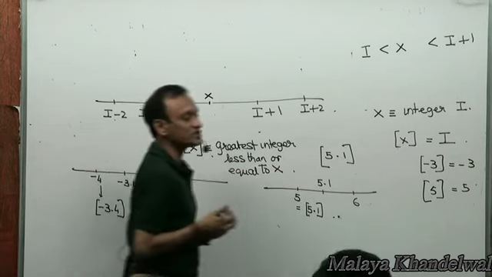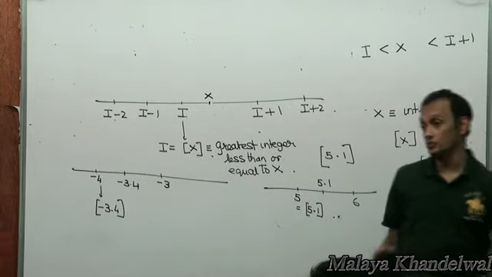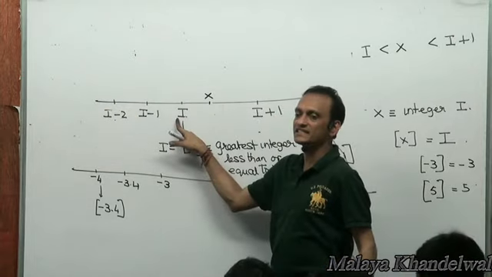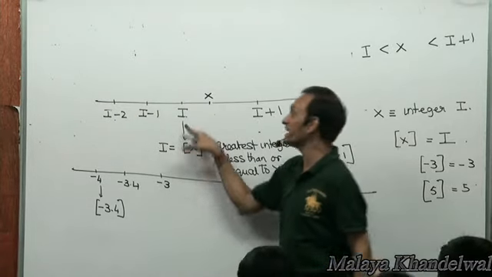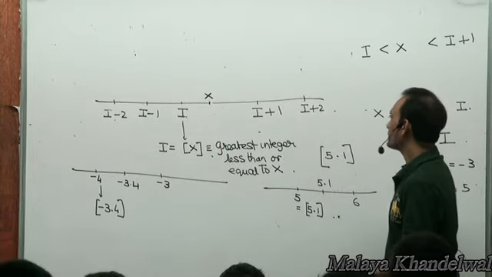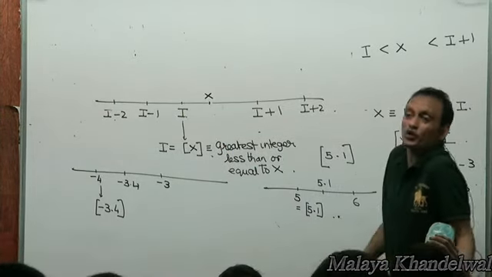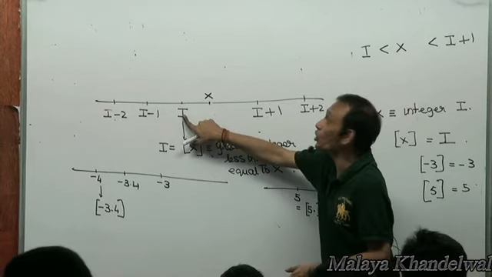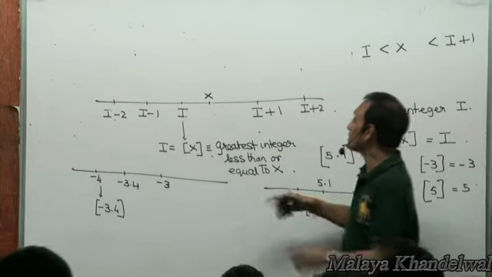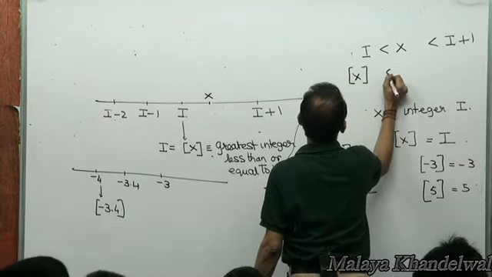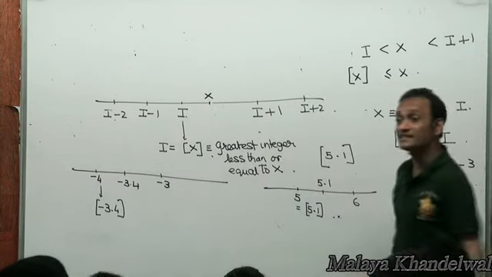Box x is defined as the greatest integer less than or equal to x. See, of all the integers to the left of x, the greatest is I, which is box x. It is the greatest integer but not exceeding x. Box x at best can be equal to x. That happens when x is an integer. Otherwise, box x will always be to the left of x. So box x for sure is less than or equal to x.